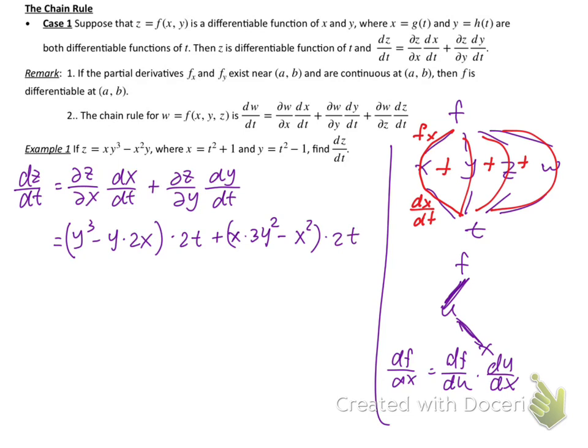So if I put 2t together, I'm having 2t times y^3 minus 2xy, then plus 3xy^2 minus x^2. Okay, that's the chain rule. It's just that you have more than one path to go from f to t. You need to add all these paths, which are sort of the product of two derivatives, partial derivative or regular derivative, together.